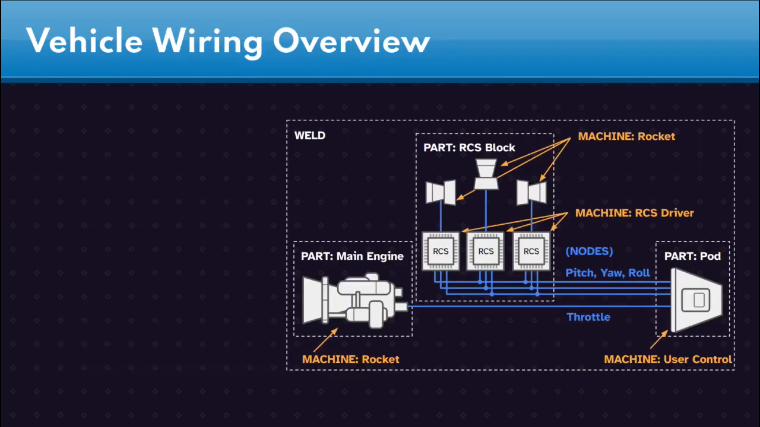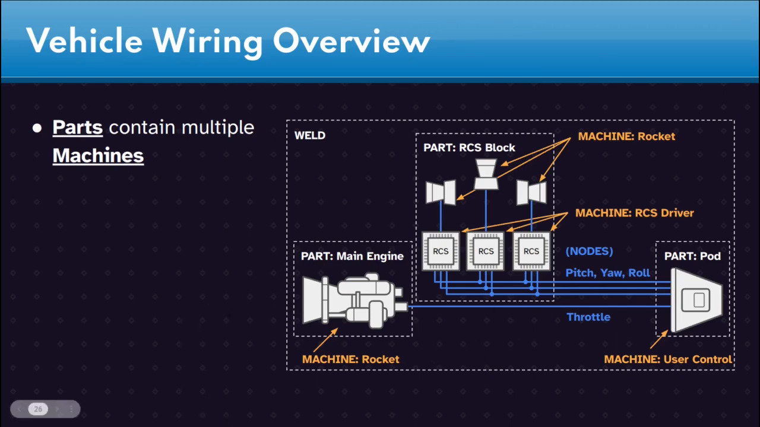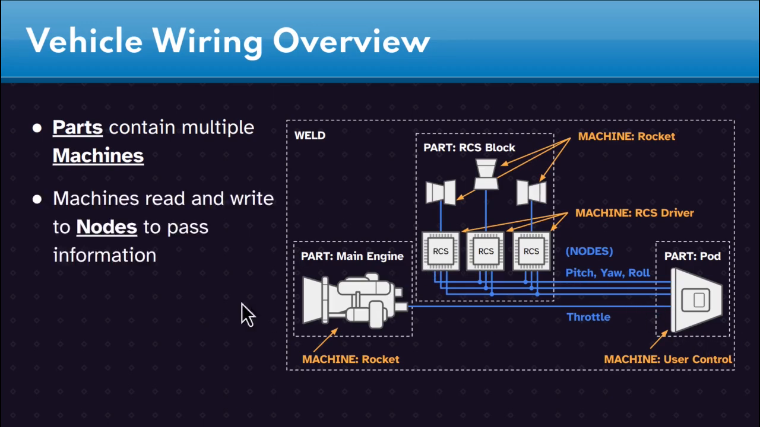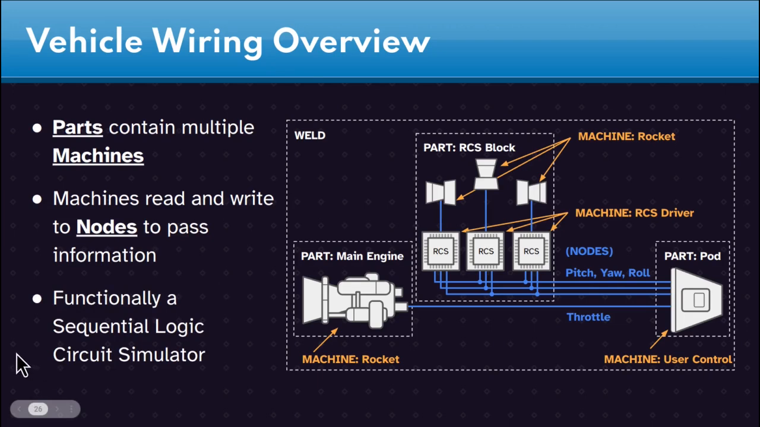So I mentioned wiring. This is a bit of a diagram. It's not exactly what you have in the vehicle test scene, because we don't have RCS blocks like this. But parts, as in single structural units, things that a user can drag around, contain multiple things called machines. So we can have a single part with three rockets on it, and three more technical components, RCS drivers. And they pass around information by reading and writing to something called nodes. I'm sorry that this comes from electrical engineering, because this is functionally a sequential logic circuit simulator, and that's where this terminology comes from.